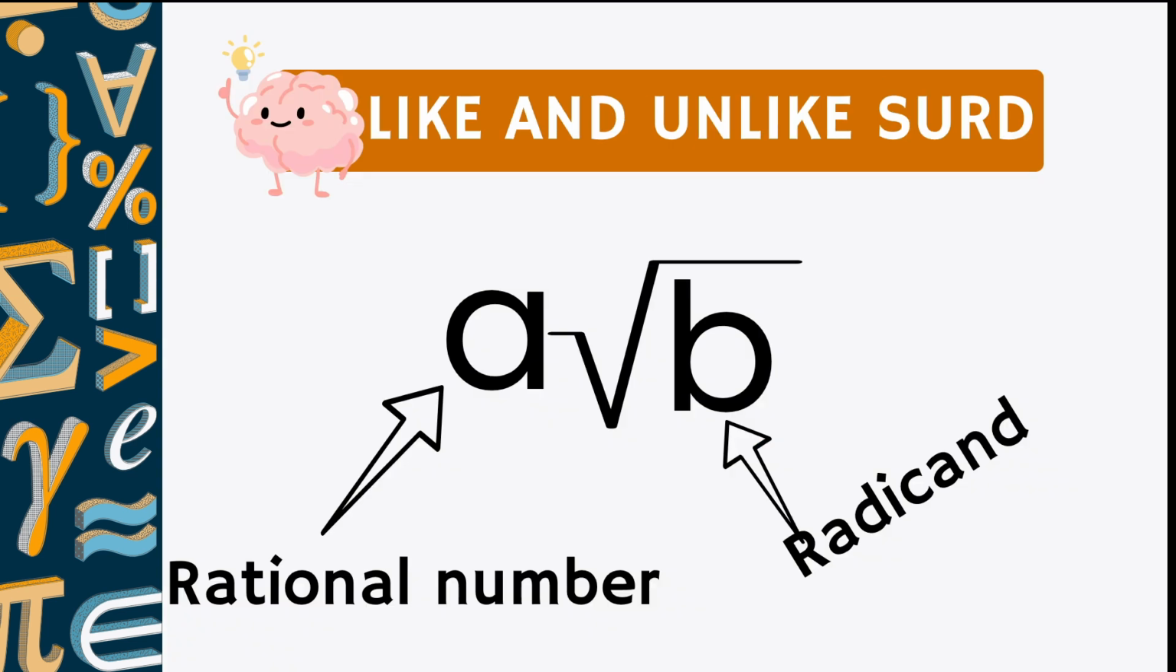Before we continue, we would like to know what a surd is. In our previous video that was explained. Now, a surd has two parts, which is the rational number, that is the whole number outside the square root or the cube root or whichever root. Now we have the radicand. The radicand is the number that is inside the square root.